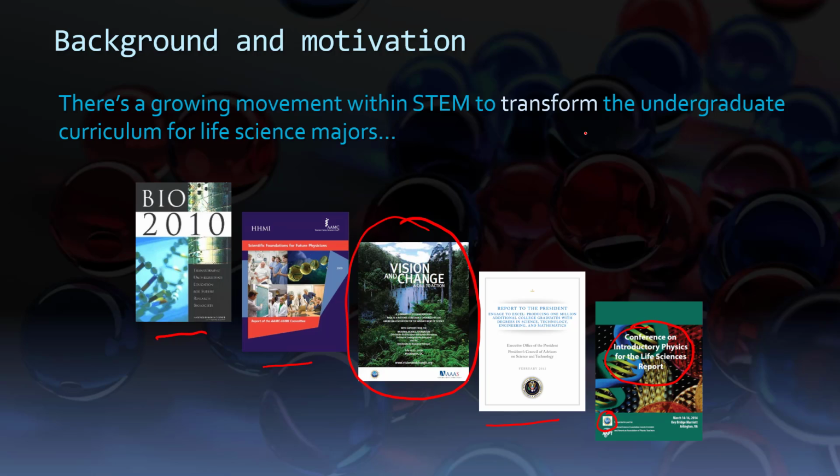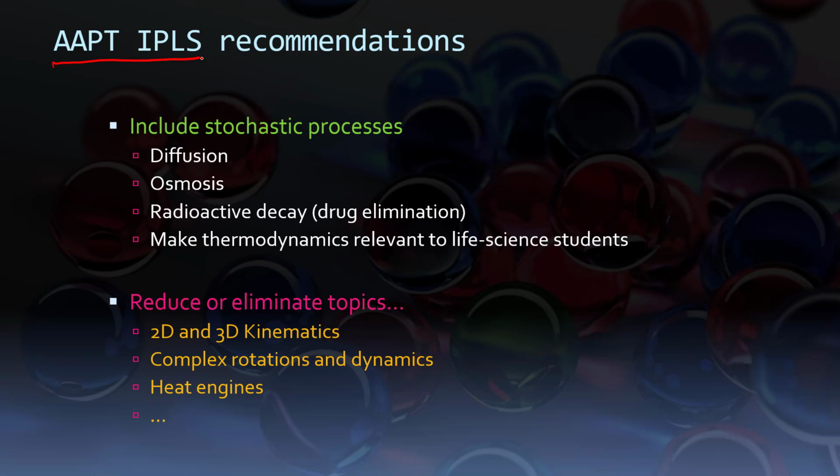An overarching theme was that students need to be better prepared in quantitative skills and even in computing. The AAPT IPLS recommendations suggested that we should include more stochastic processes such as diffusion, osmosis, radioactive decay, and the major challenge was to make thermodynamics more relevant to life science students. In order to add things to the curriculum, you needed to be able to remove things, and these are a few of the topics that were suggested that could be removed.